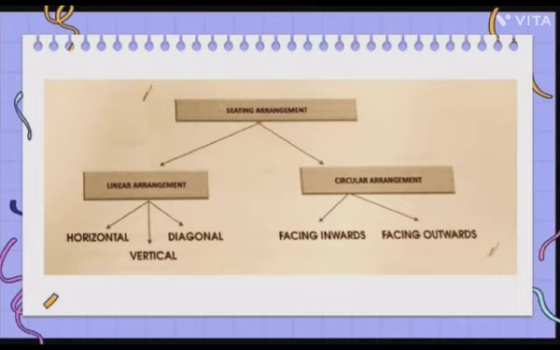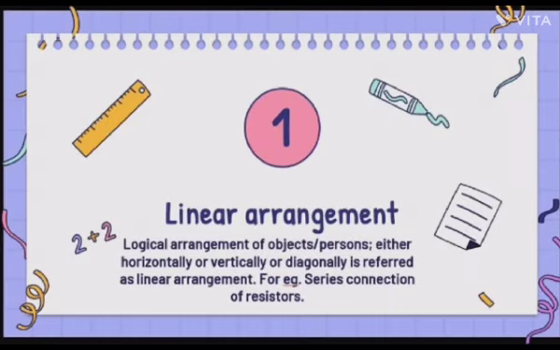Seating arrangement can be of two types, linear or circular. Linear arrangement can be further divided into horizontal, vertical, and diagonal. Circular arrangement can be of two types, when people are facing inwards and when people are facing outwards. So, linear arrangement is a logical arrangement of objects or persons either horizontally, vertically, or diagonally. For example, series connection of resistors and how we sit in the class.